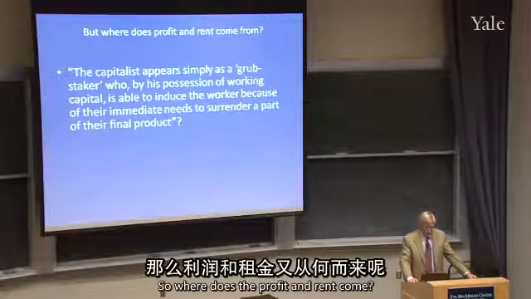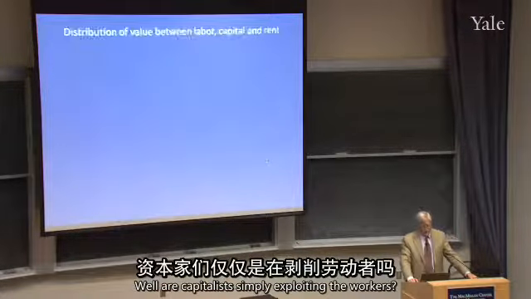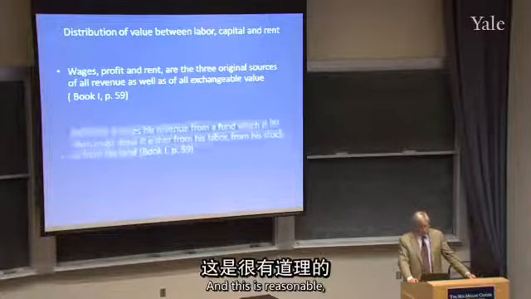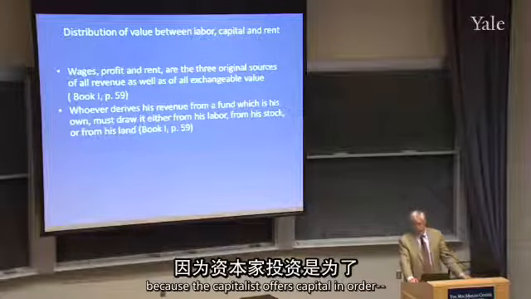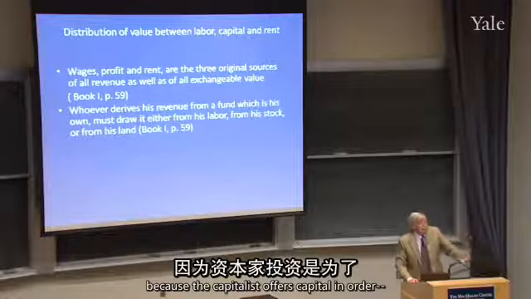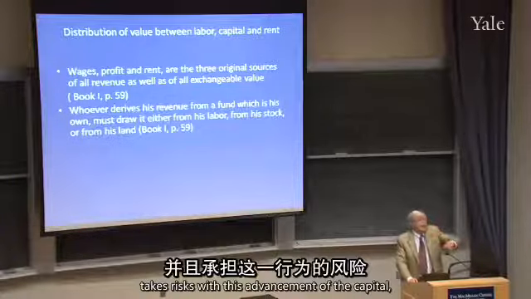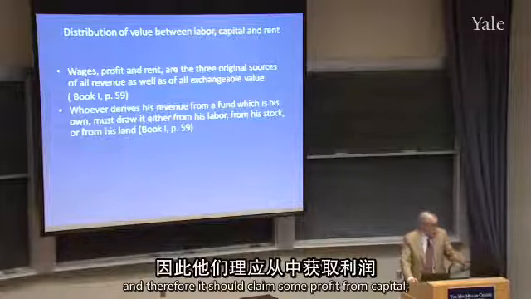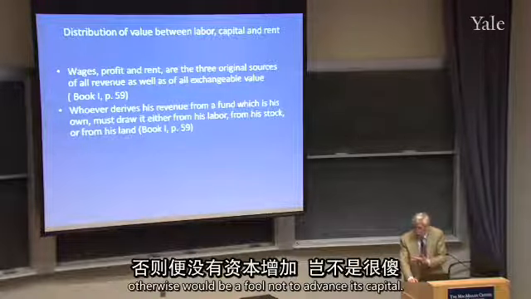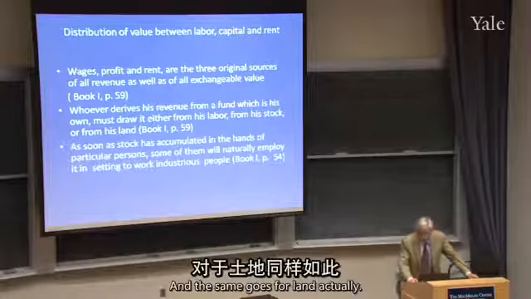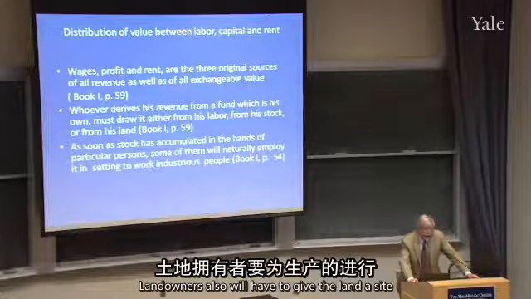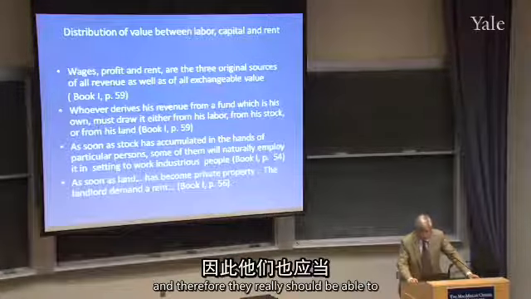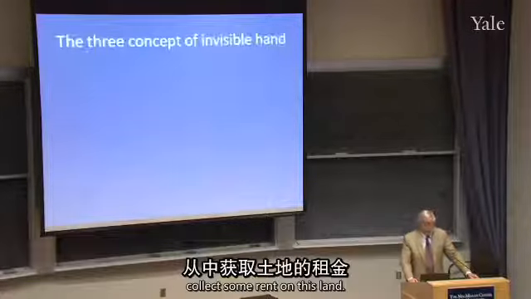So where do the profit and rent come from? Well, are capitalists simply exploiting the workers? He said, no. There is a distribution of value between labor, capital, and rent, right? And this is reasonable because the capitalist offers capital, in fact advances capital to the laborer, takes risks with this advancement of the capital, supervises the labor process, and therefore it should claim, right, some profit from capital. Otherwise, he would be a fool, right, not to advance his capital. And the same goes for land, actually. Landowners also give the land, a site in which production takes place, and therefore they really should be able to collect some rent on this land.